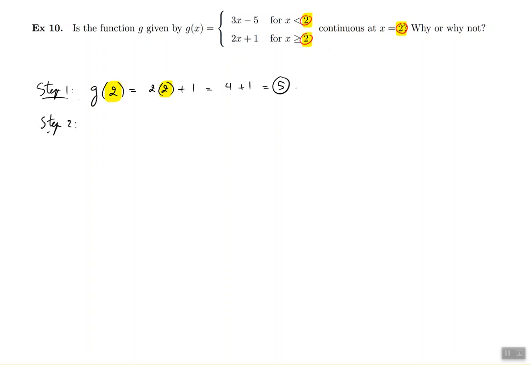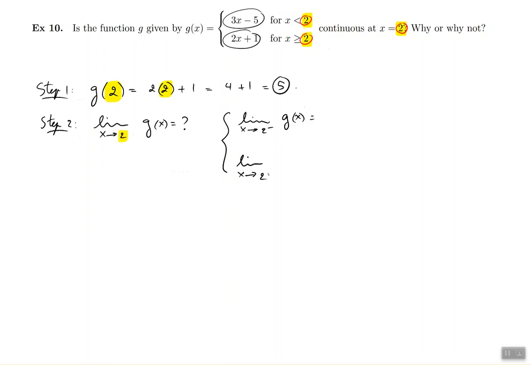So now step 2. In step 2, we will find the limit as x approaches 2 of the function g of x. Now again, the number 2 is the border, and we have a different equation on the left and a different equation on the right, so we cannot do this in one shot. So what we have to do is separate the left limit from the right limit. I'm going to do the left limit, so 2 minus, on this function g of x. And we have to do the limit as x approaches 2 from the right on the function g of x.